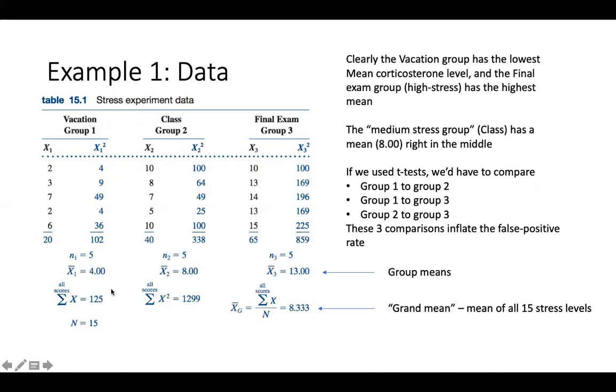We'd have to compare group 1 to group 2, group 2 to group 3, and then group 1 to group 3. That brings up our false positive rates. But there's another thing that we can do, which is that you can see, right, all the scores are different.